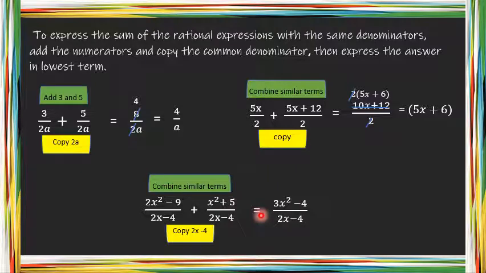Let's combine. So 3x squared minus 4, because 2x squared plus x squared is 3x squared. Then negative 9 plus 5, this is opposite or different signs. So we have to subtract and copy the sign of the higher number. That's why it's negative 4. And then copy 2x minus 4. Now we cannot simplify this one because 3x squared minus 4 cannot be simplified. So that's the final answer.